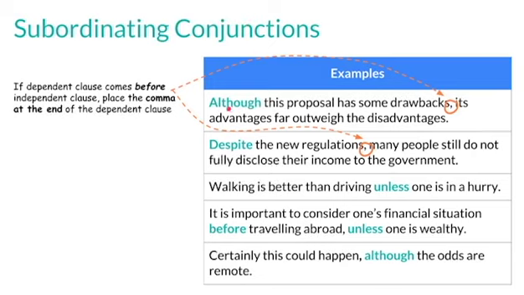So in this case, here we have the dependent clause, and here we have the independent clause. The dependent clause comes before the independent clause. So in this case, we have to place a comma at the end of the dependent clause.